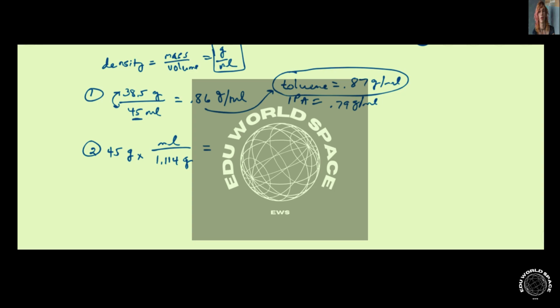So the second part of the question says that we have a 45 gram sample of ethylene glycol, and they give us the density here. What I tell students to do when they approach a math problem like this is start with what they give you. They give you that the mass of the sample is 45 grams, and we ultimately want to find out what volume of ethylene glycol that's equivalent to.